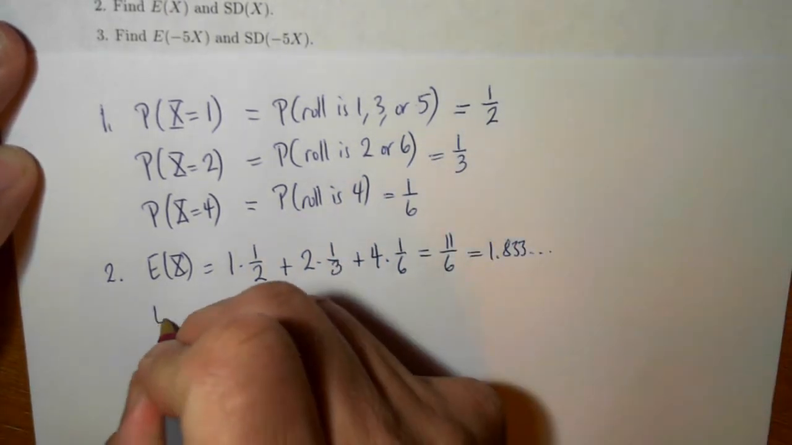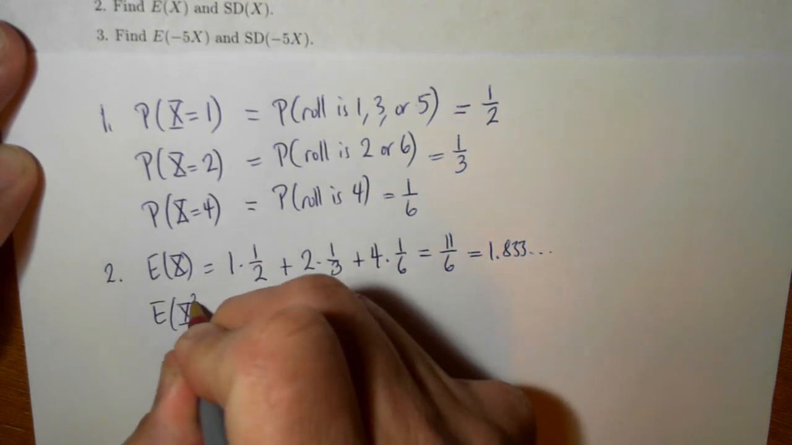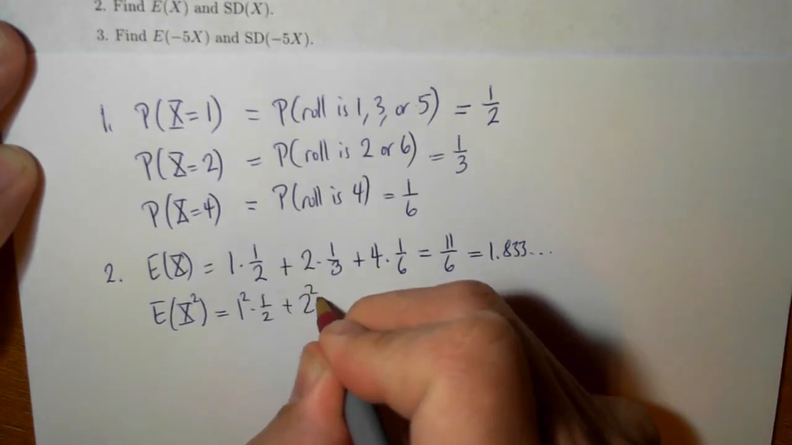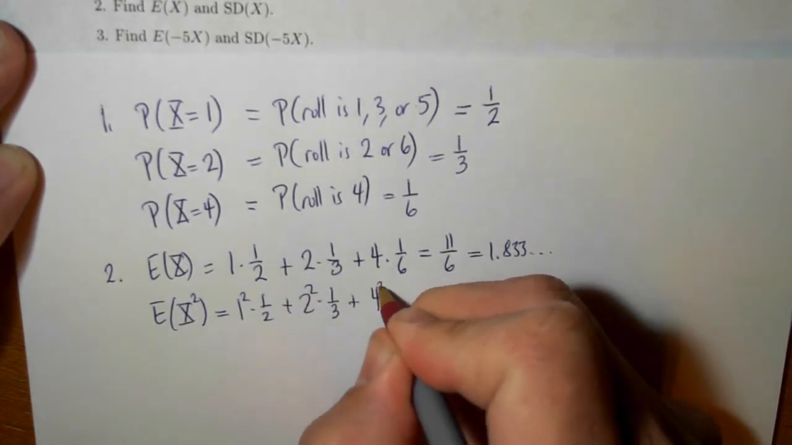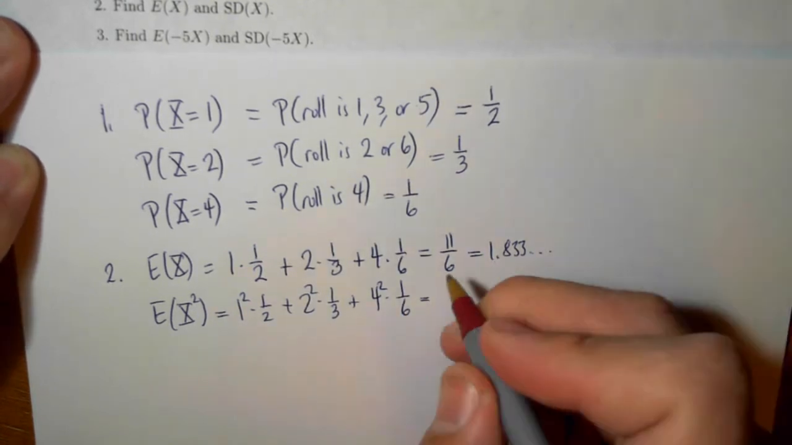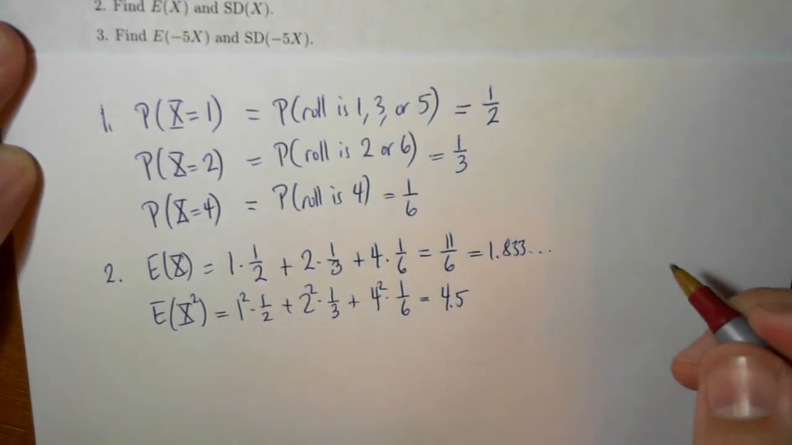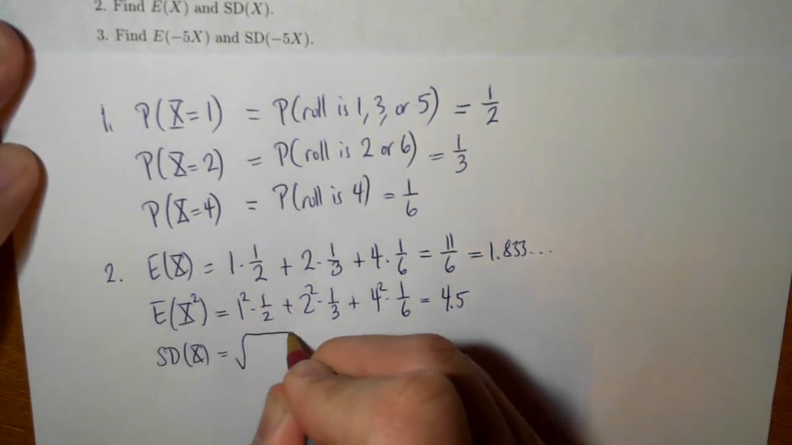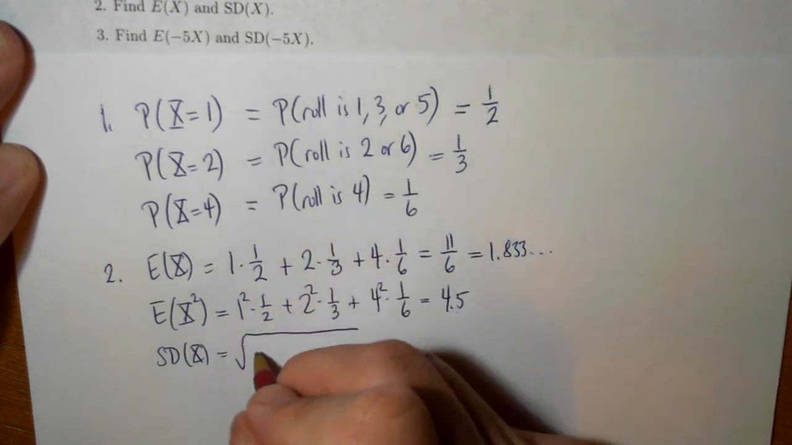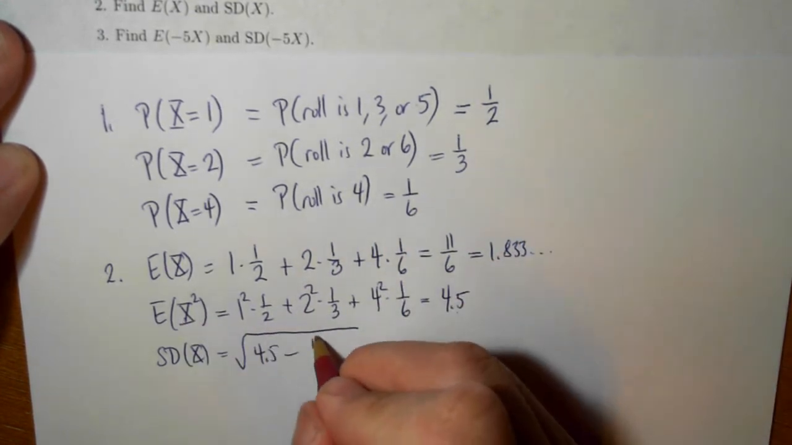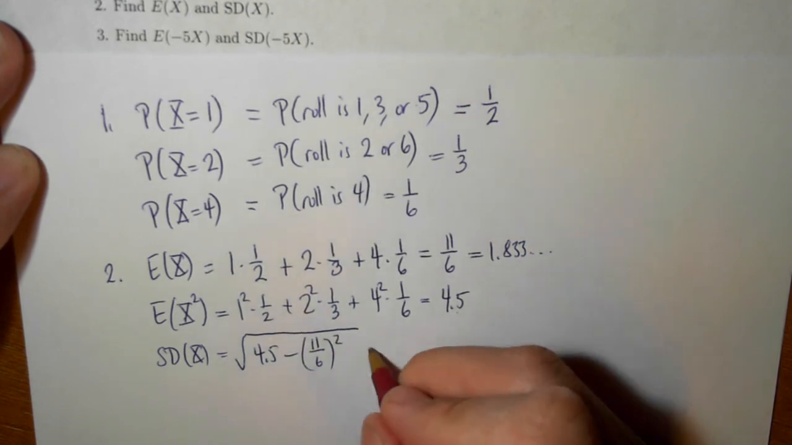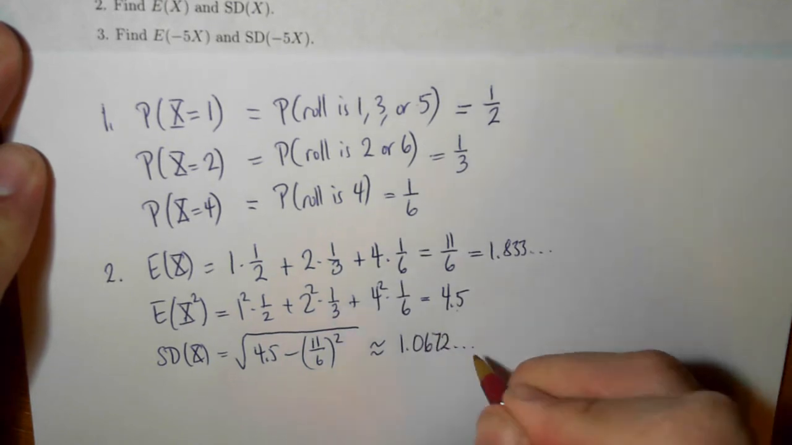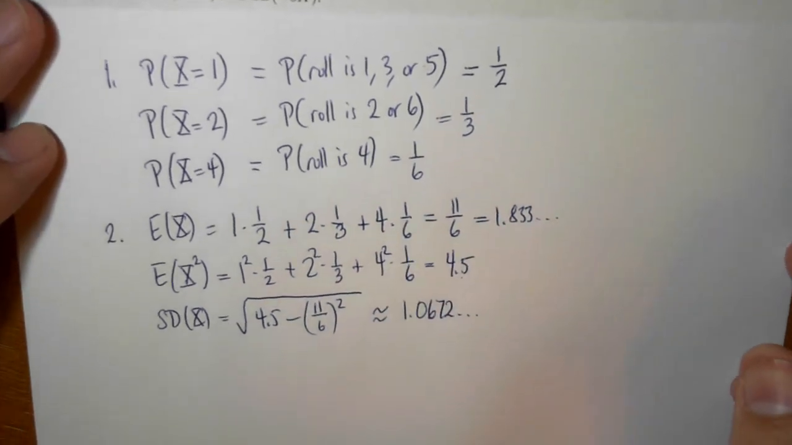To find the standard deviation of x, the first thing we figure out is the expected value of x squared. So that's 1 squared times 1/2 plus 2 squared times 1/3 plus 4 squared times 1/6. And if I did the arithmetic right, that's 4.5. And so therefore the standard deviation of x is equal to the square root of the expected value of x squared, 4.5, minus the mean squared. And we plug into a calculator, and I believe the answer is 1.0672. And so there's the standard deviation of x.